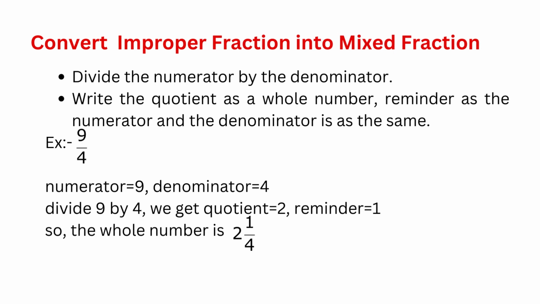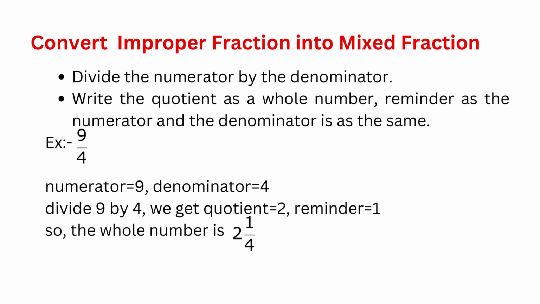Convert improper fraction into mixed fraction. Improper fraction means numerator is greater than the denominator. We have to convert into a mixed fraction. Divide the numerator by the denominator. We get the quotient and remainder, right? So write that quotient as a whole number and the remainder as the numerator and the denominator is the same.